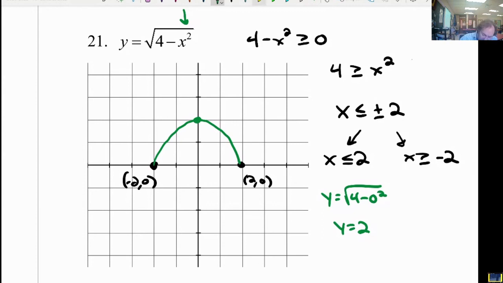The sooner we can make the connection that this graph is a semicircle, the better. You'll see these kinds of graphs all the time. Semicircle is the signal there.